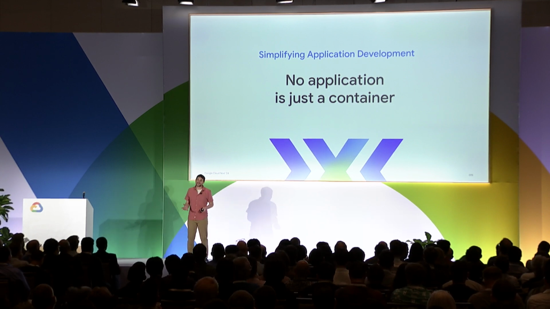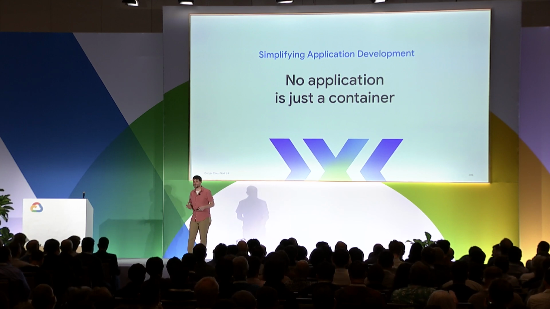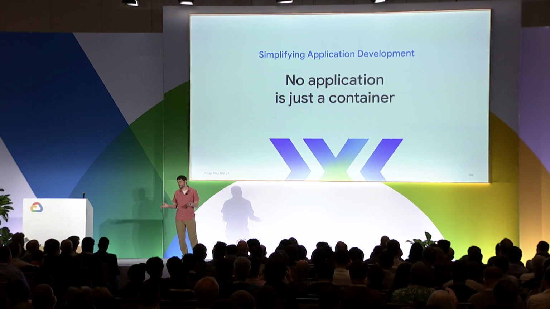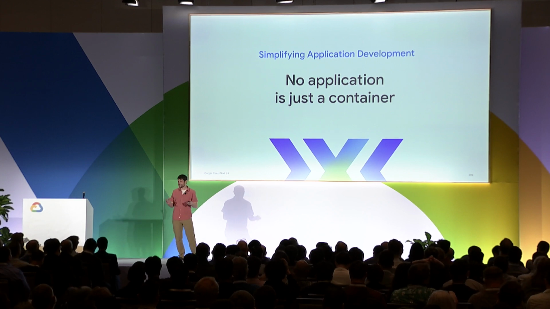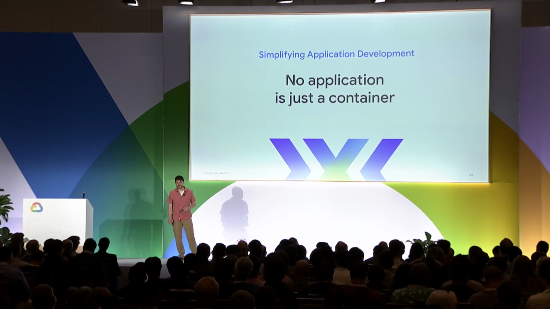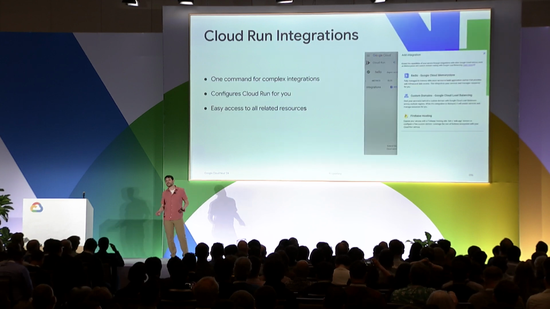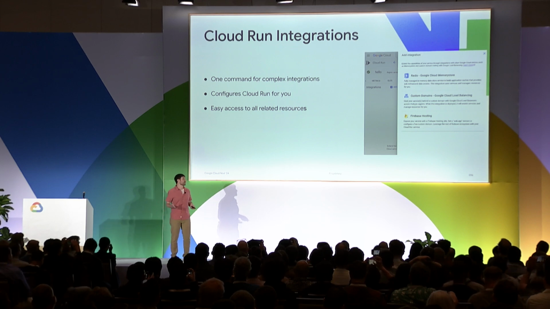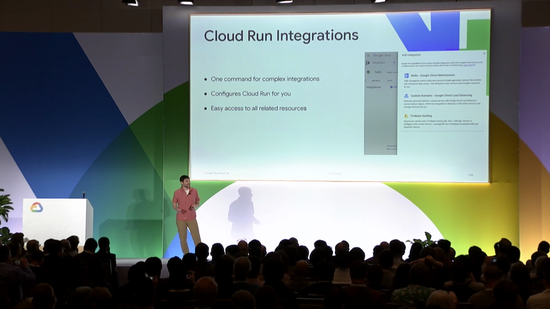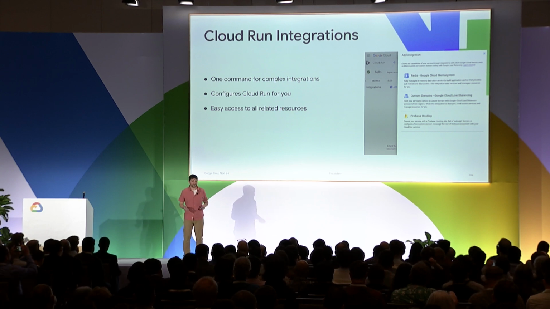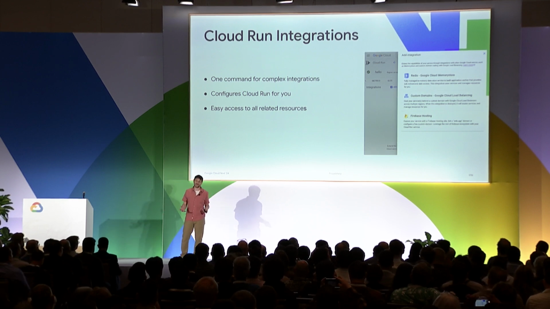We talked about a lot of things Cloud Run is doing to simplify application development. One of the things that we've recognized over time is that no application is just a container. Right? Any real workload has external dependencies, databases, third-party managed APIs, infrastructure like load balancers, VPC configuration. And we wanted to make sure that that has the same simple and idiomatic experience that you've come to expect from Cloud Run. So a little over a year ago, we launched Cloud Run integrations. The idea was to bring that idiomatic one-click experience that you've come to expect for complex integrations and automatically configure the infrastructure as well as Cloud Run for you.